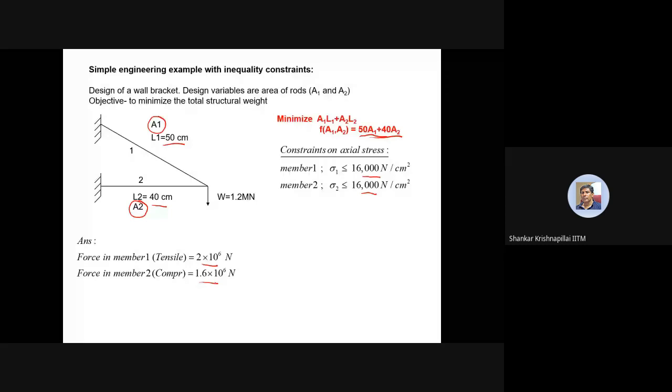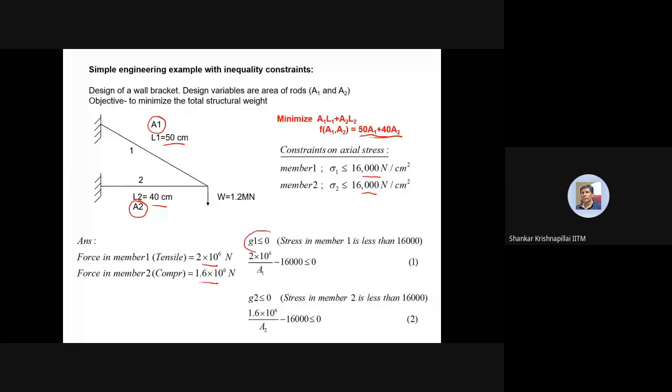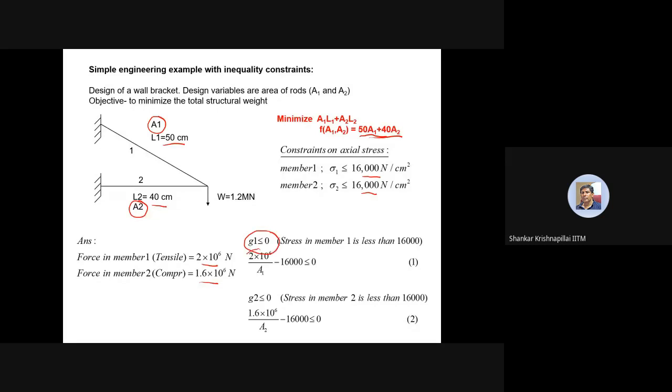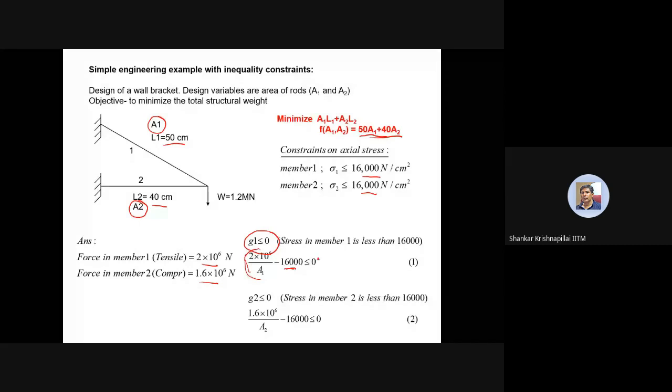And so we can write the stress constraints. So G1 is less than or equal to 0: the stress in member 1 minus 16,000, that's the allowable stress, must be less than or equal to 0. Then the stress in member 2 minus 16,000 must be less than or equal to 0. So that is the constraint of the second member. Okay, so these are the 2 constraints for the stress.